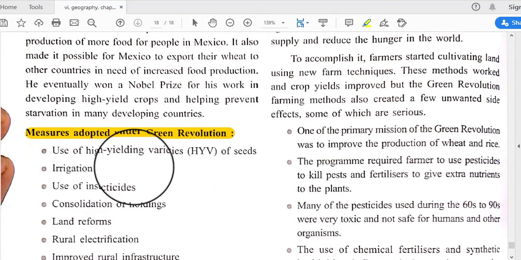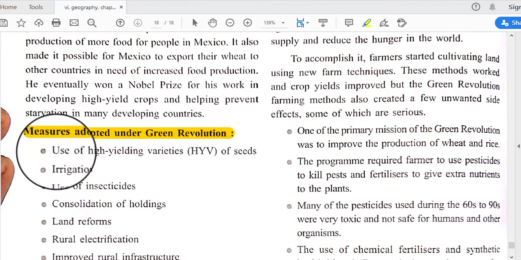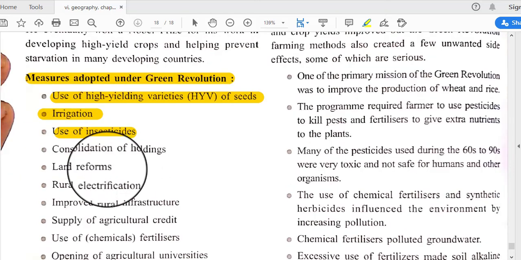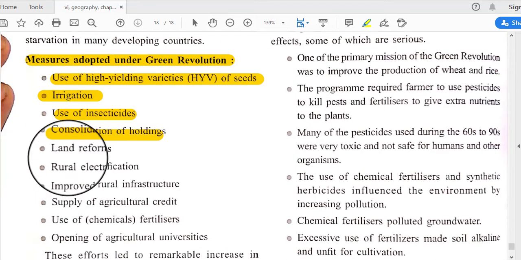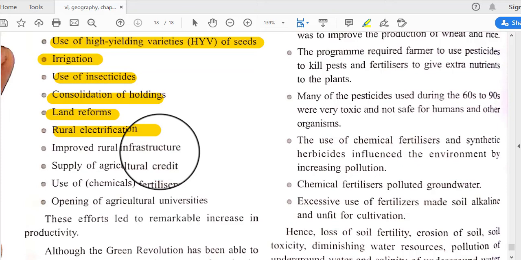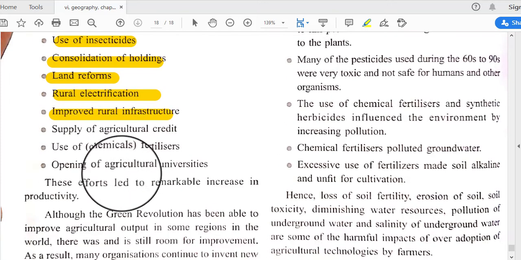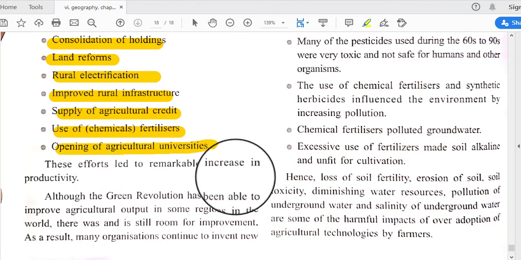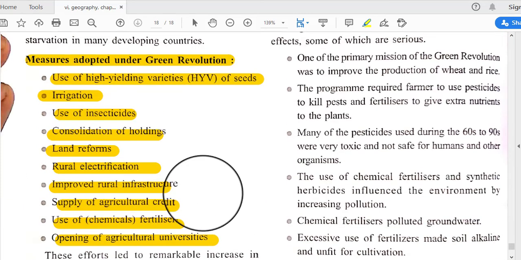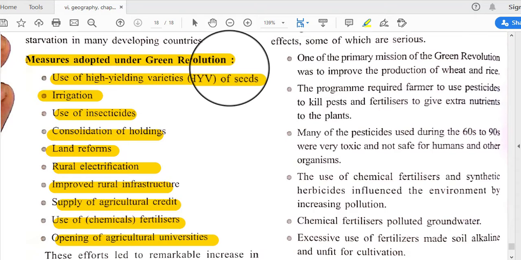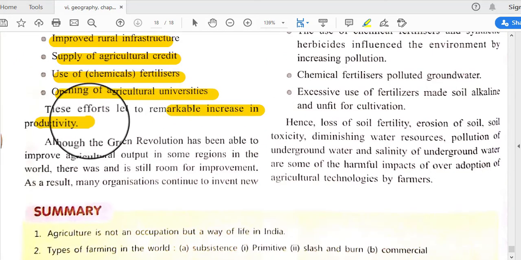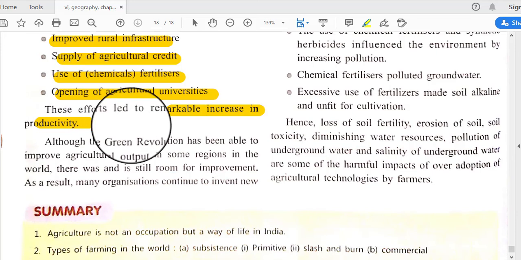And measures adopted under green revolution. So there were some measures adopted at the time of green revolution: use of high yielding variety seeds, irrigation facility, use of insecticides, consolidation of holding, land reforms, rural electrification, improved rural infrastructure, supply of agriculture credit, use of fertilizer, opening of agriculture universities. With these facilities, the green revolution happened, and these efforts led to a remarkable increase in productivity, and that's why the green revolution occurred.